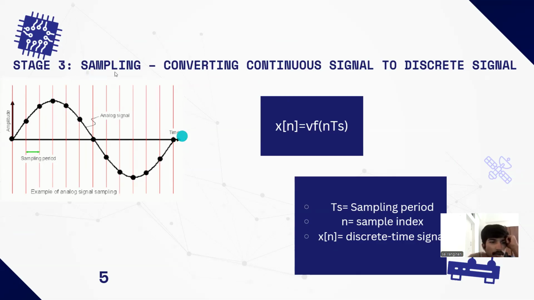You can see here the diagram of how sampling is done. This is the analog wave, and these are the discrete points, like at t equal to 1 the value, and at 2 the value of the signal.